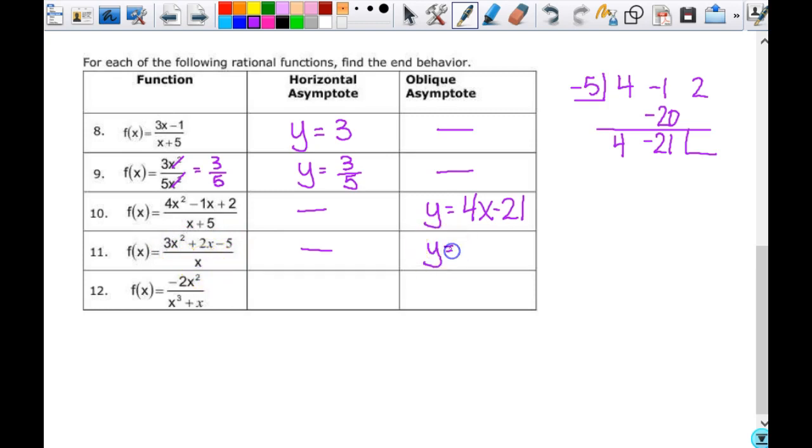So this is going to give me y equals 3x squared divided by x is 3x, plus 2x divided by x is 2. All right, so then number 12, I can factor this out. This is going to give me x times -2x over x times x squared plus 1. So I have a hole at x equals 0. Those cancel out. I'm still bottom heavy either way, and so my horizontal asymptote is at y equals 0. And there is no oblique asymptote.